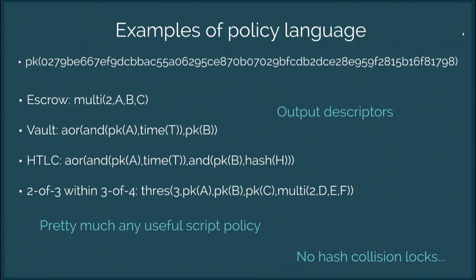HTLC can be written as an asymmetric OR of an AND of a public key and a time, or another public key and hash. And to go back to our earlier example of the 2 of 3 setup that is part of a 3 of 4 setup, you use the threshold construction, but the third argument is not a public key anymore, it's a multisig.